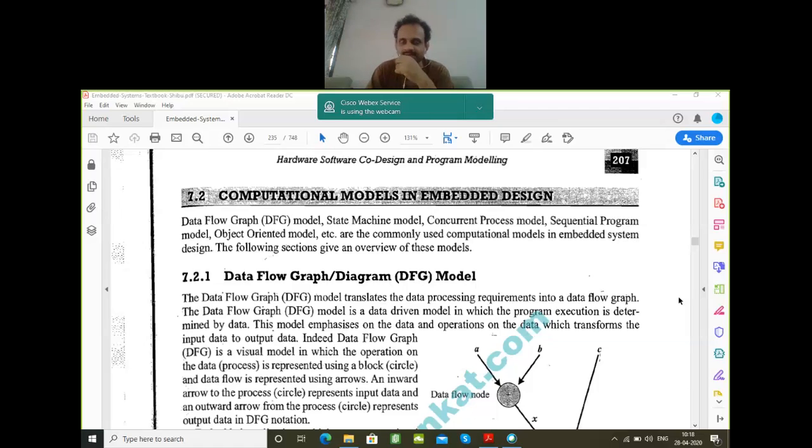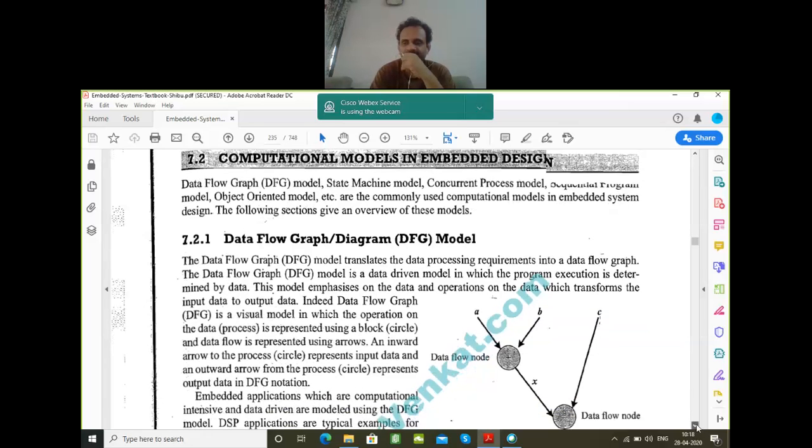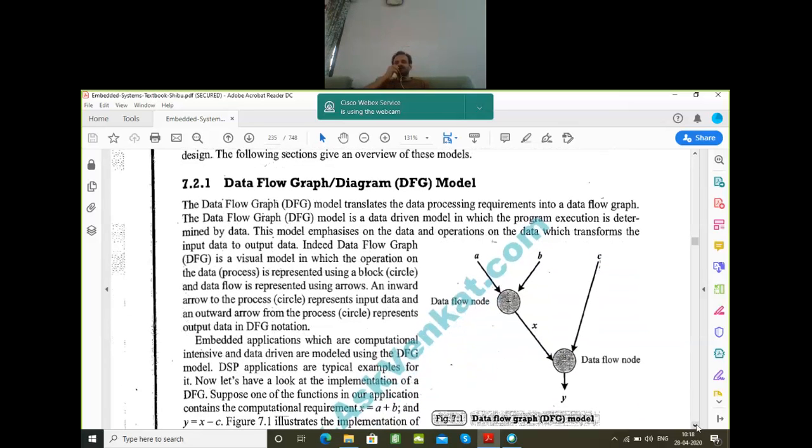We will look at some examples of the computational models. Data flow graph, state machine model, concurrent process model, sequential program model, and object oriented model are some of the commonly used computational models in embedded systems. In that, we will see first the data flow graph, or data flow diagram model. You should know what a data flow graph is.